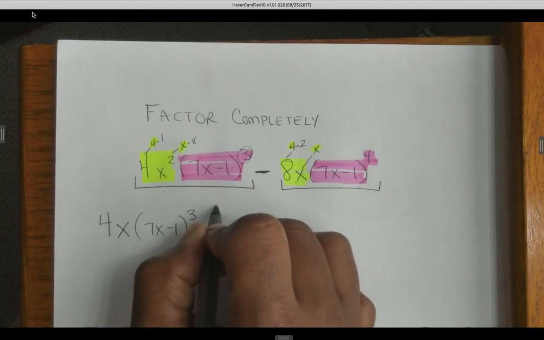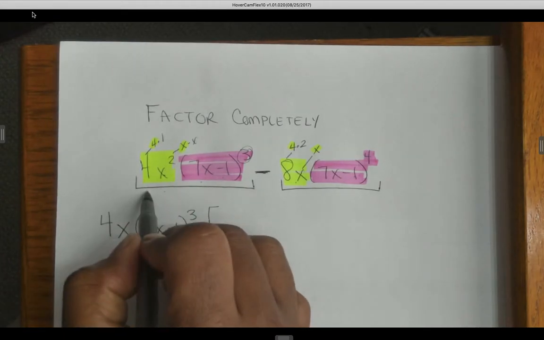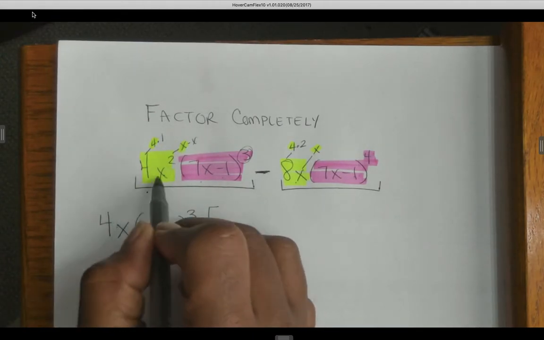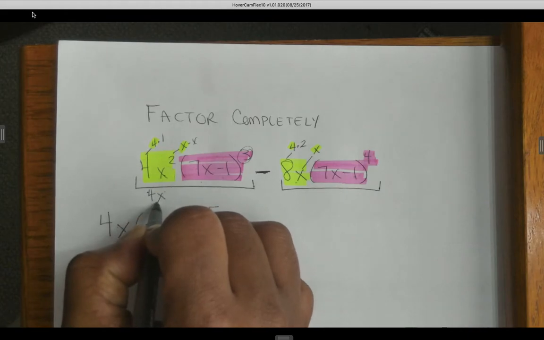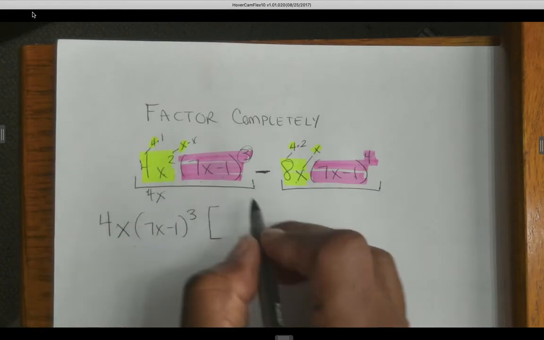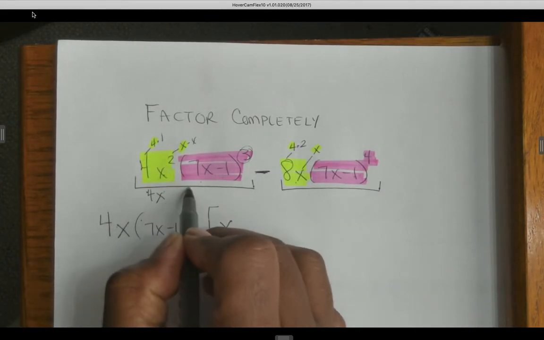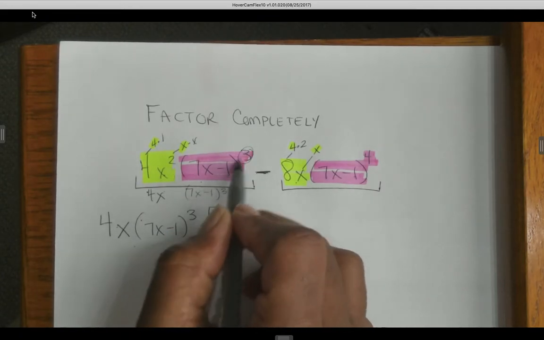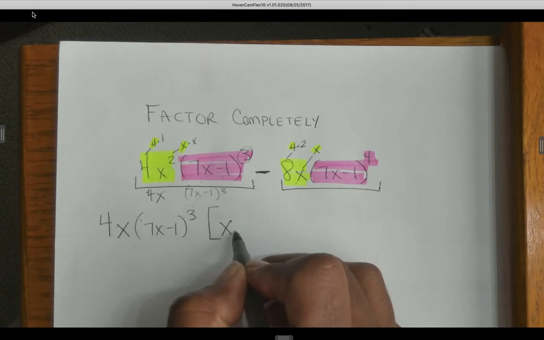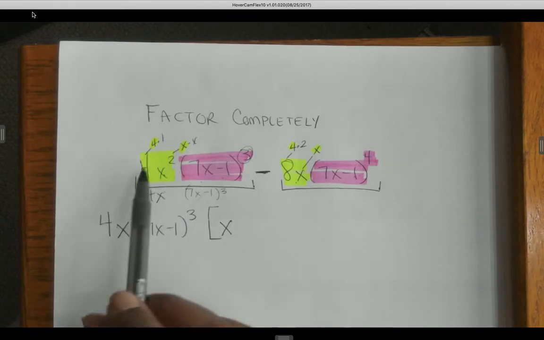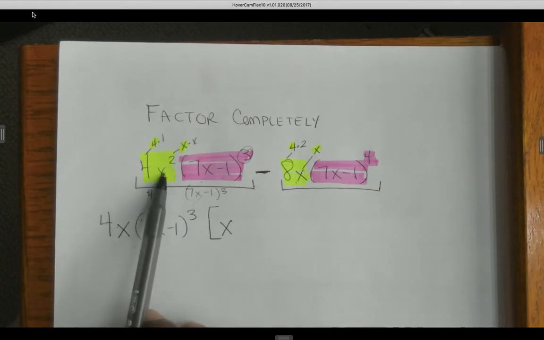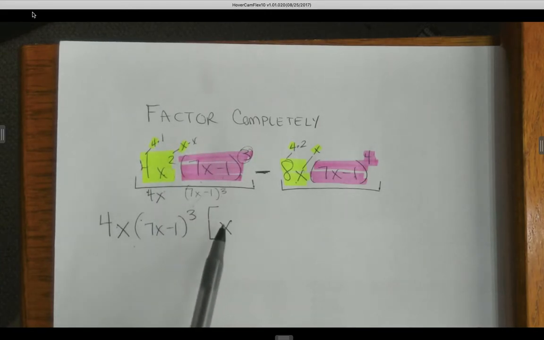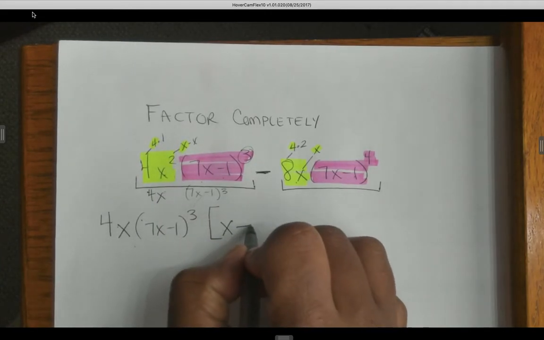So then I say, okay, well, what do I have left over? When I divide this by 4x, I'm just going to put it under here, I end up with just 1x, right? When I divide this piece by 7x minus 1 to the third, the whole piece cancels out. So I don't need to mark anything else here. Out of this term, I divided out a 4, I divided out an x, and I divided out all of this, so I'm just left with an x. And then I'll put minus.